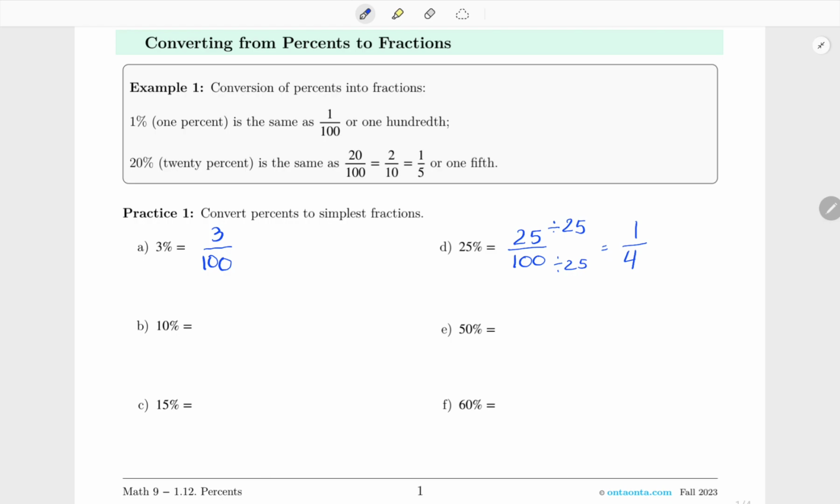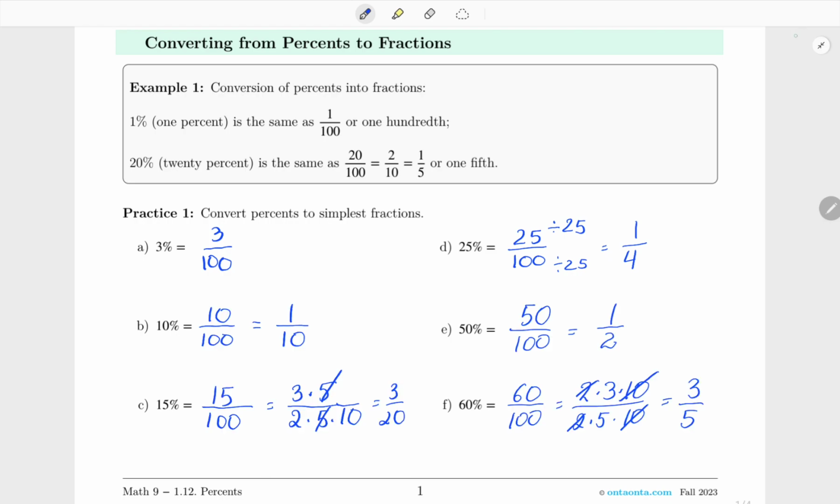Now pause the video and complete practice 1. Now check your answers. Splitting numbers into factors will help us reduce fractions to the simplest fraction.